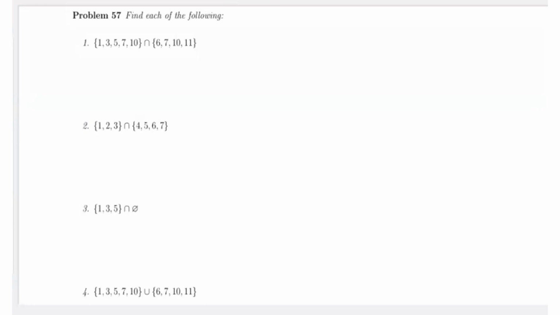Okay, let's do it together. The first 3 parts are intersection. The key point is how do you find the intersection? Intersection means common elements. Let's begin with part 1. What are the common elements of these 2 sets? 7 and 10. Those are the common elements, the intersection.